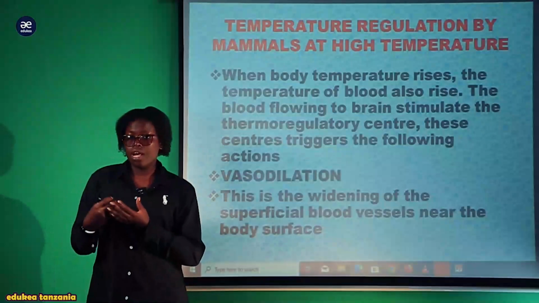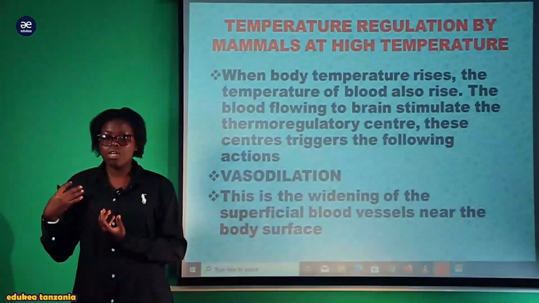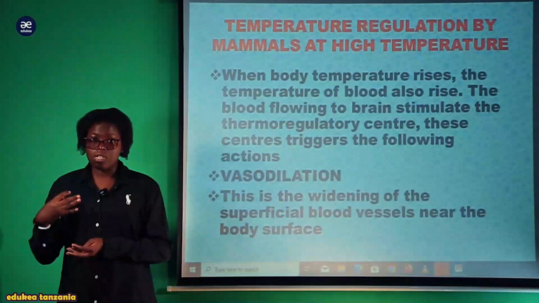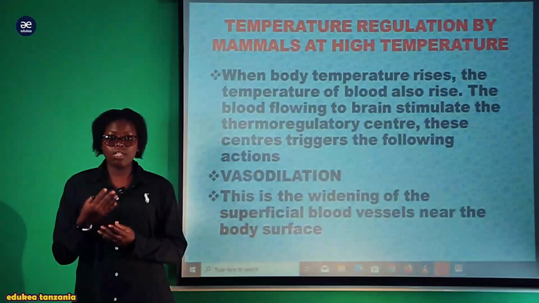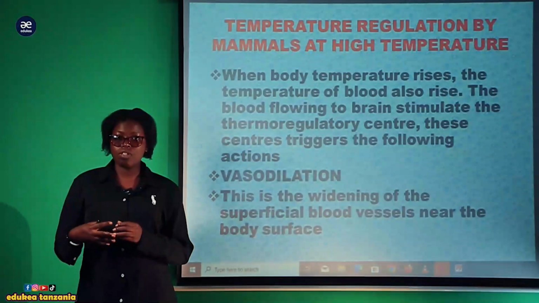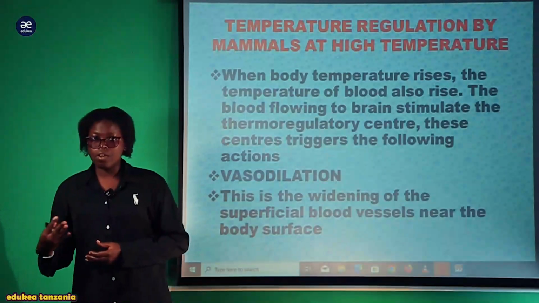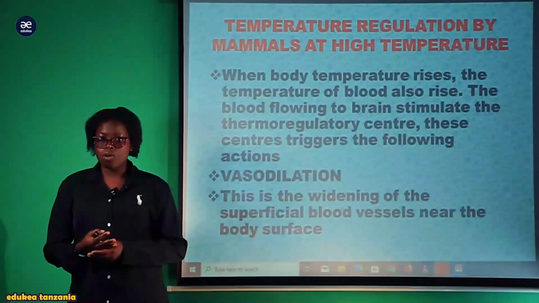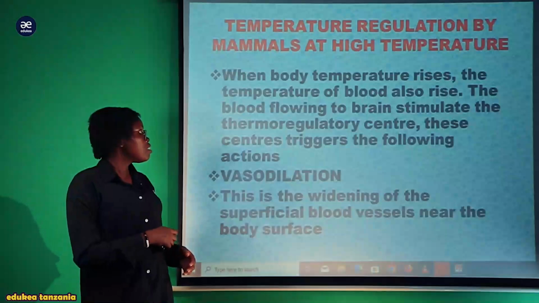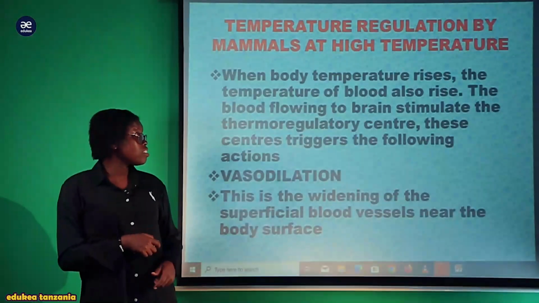Now that was all about how mammals tend to regulate their body temperature in cold conditions. Now let us see how mammals respond or control their internal body temperature at a constant level when the surrounding environment becomes hot. So, the temperature regulation of mammals at high temperature.